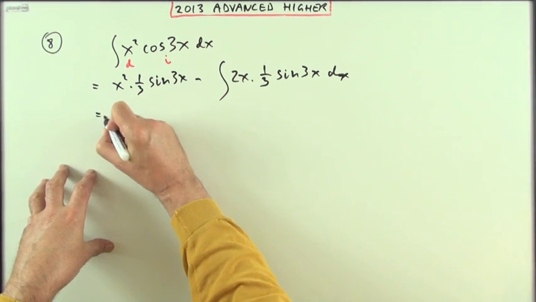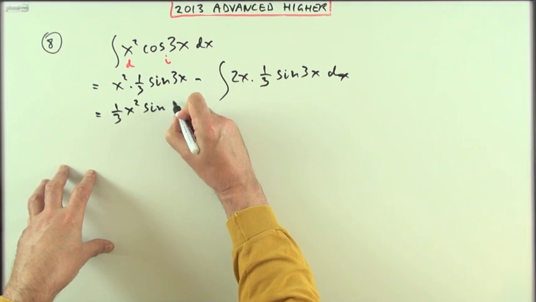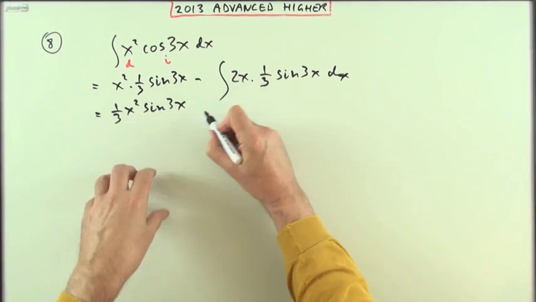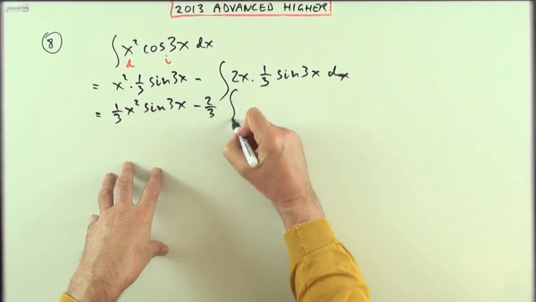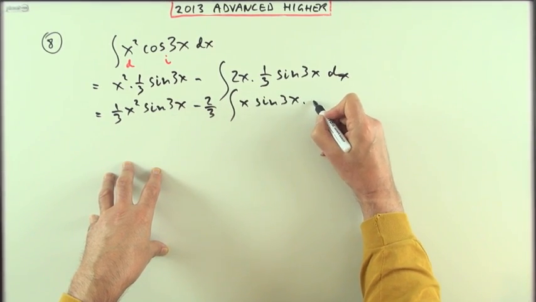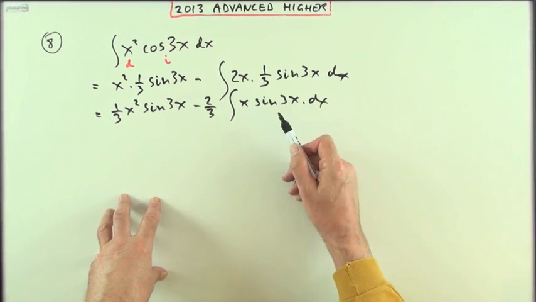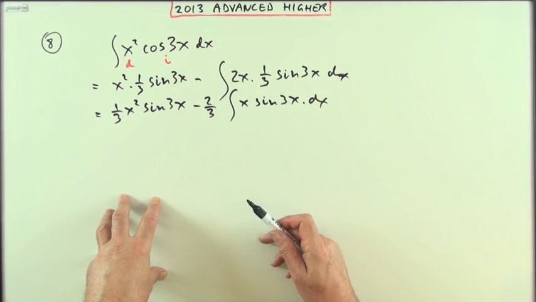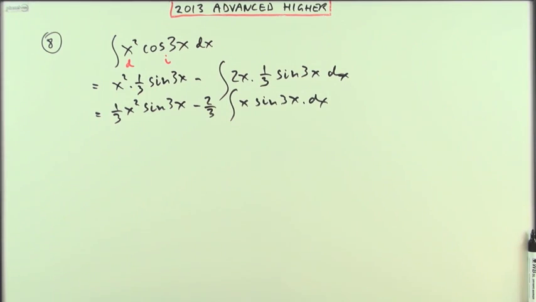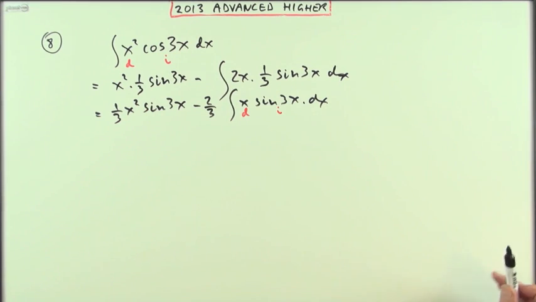Right, tidy that up. What have I got? Put the third to the front, so it's a third of x squared sine 3x. Take the 2/3 out of that, minus 2/3 of the integral of x sine 3x dx, and then you have to go again. There it is. I've still got a product here, so I'll be using integration by parts again. Same plan. Get rid of that x, I'll differentiate that term, integrate that term.